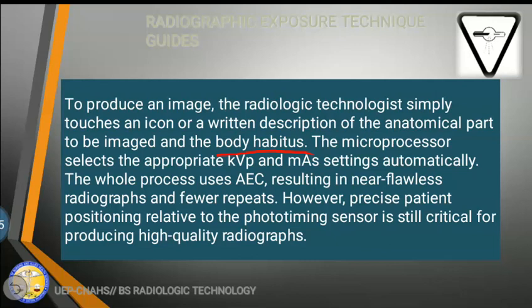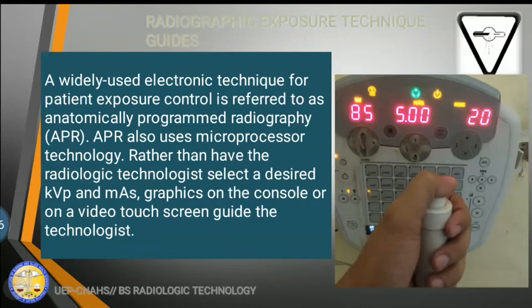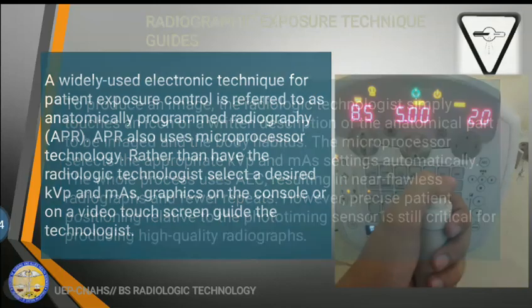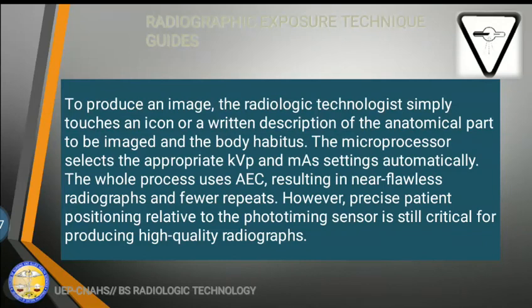Yon, combination pala ng automatic exposure control at saka anatomically programmed. So, we can say na pwede palang makombine. Halimbawa, high kVp tapos anatomically. Pwede yon. Kasi nga, kung makita mo dito, sthenic yung body habitus, tapos chest, pero yung kVp niya is 85. Sinagad, di ba? So, we can say that this is anatomically programmed. At the same time, gumagamit siya ng high kVp technique chart. Yun. Pwede palang makombine. So, the whole process uses AEC, resulting in near flawless radiographs and fewer repeats.